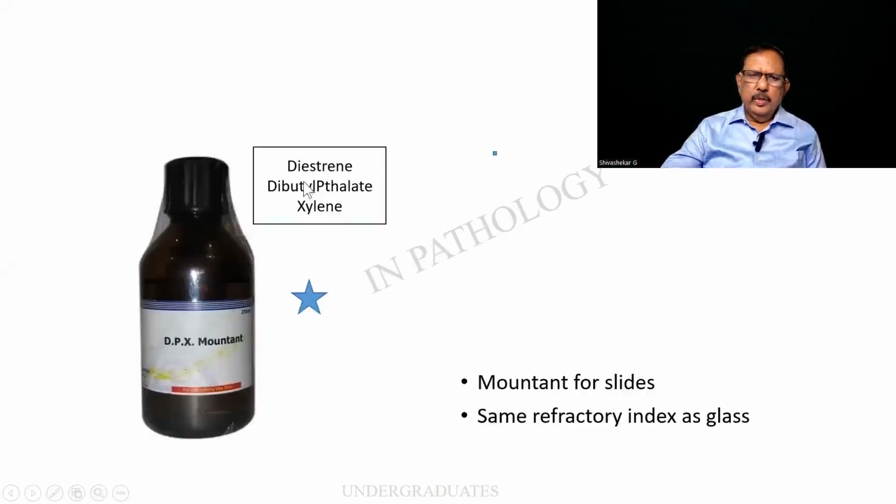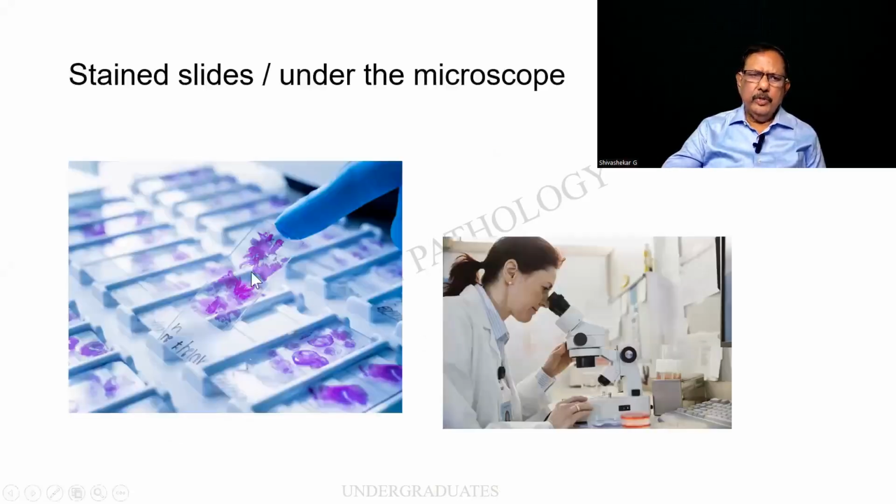DPX. So this is the expansion, distyrene dibutyl phthalate xylene. This is the mountant we put on the section and then the cover slip. It has the same refractive index as glass, so it makes it transparent. So look at the number of slides. Obviously, there should not be any confusion. Hence, the numbering is important.